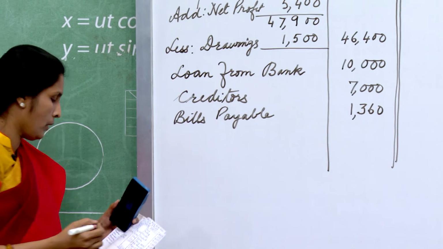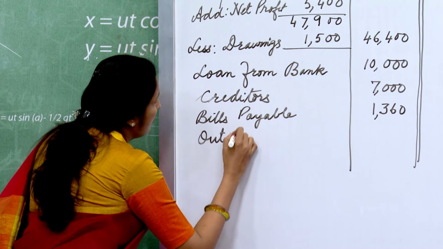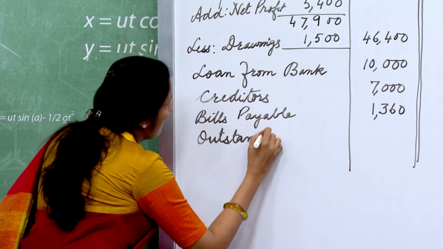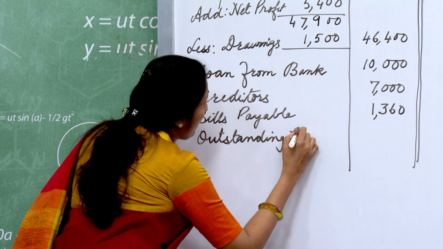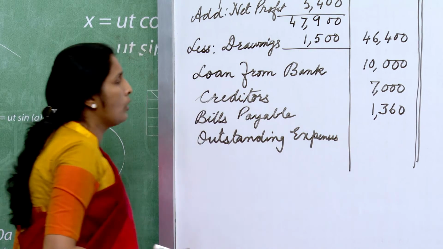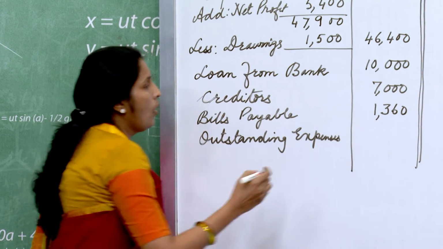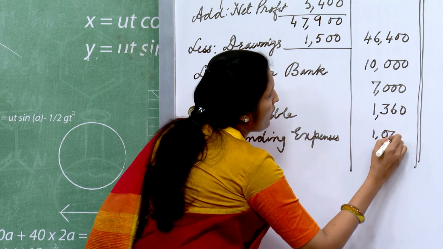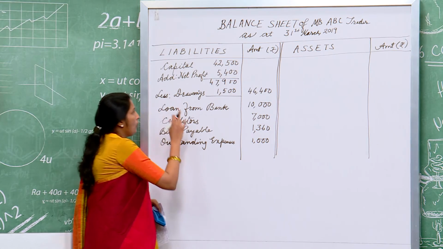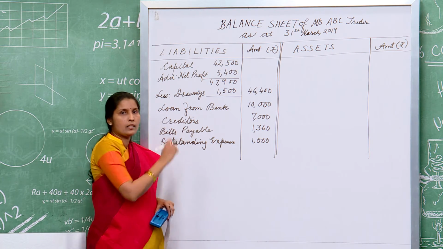And the next item we have is outstanding expenses. Now these items I had already told you, which items are going to go on the liability side and which on the asset side. So outstanding expenses is 1,000, that is given to us in the question. I hope all the items on the liability side are clear to all of you. Now let's move on to the asset side.